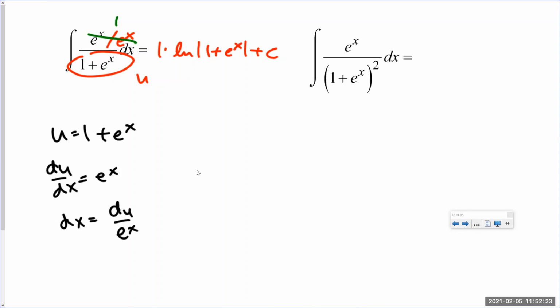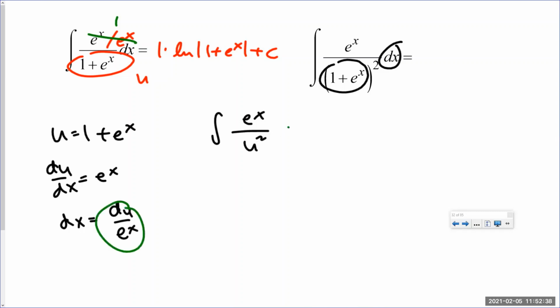What 2 things do I replace? My u and my dx. If I didn't circle it, I'm not going to replace it. See, I didn't circle that squared, okay? So you can't replace that squared. And this dx is now du over e to the x, and I'll replace that.